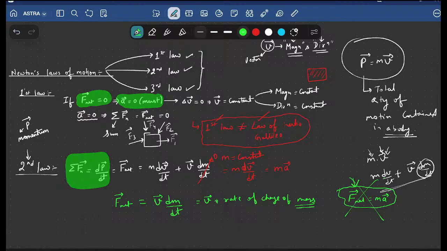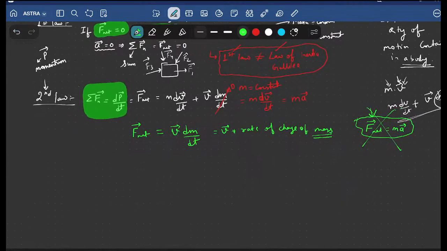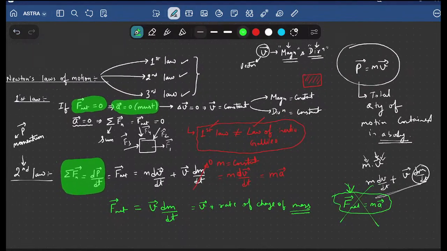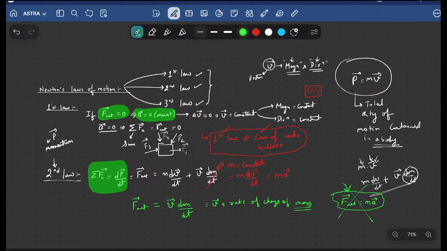Till here, everybody is comfortable? Should I proceed forward? Please reply, guys. Then I will move to the third law, and after that we will move to the numerical part. That is the most important part. Please tell me. If you want to take notes, you can take screenshots.